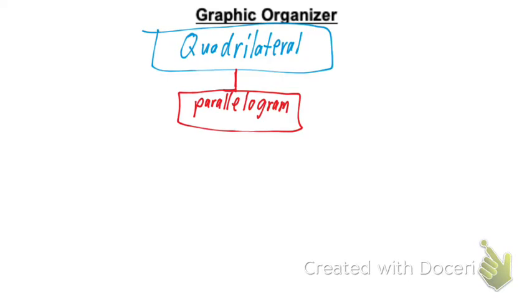Now, what's more specific? What do we think might fall under parallelogram? Square. Square and rectangle. No. Rectangle is going to be one of them. And you guys are correct that the other one over here would be a rhombus.